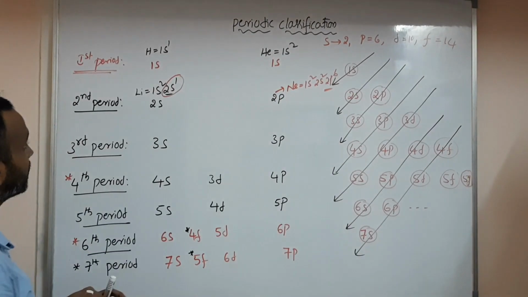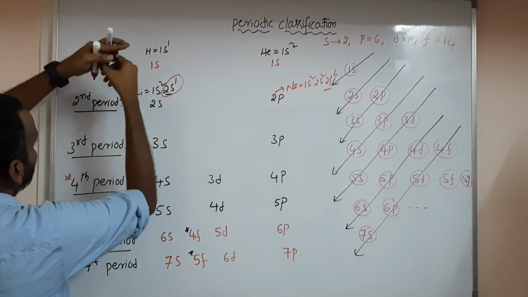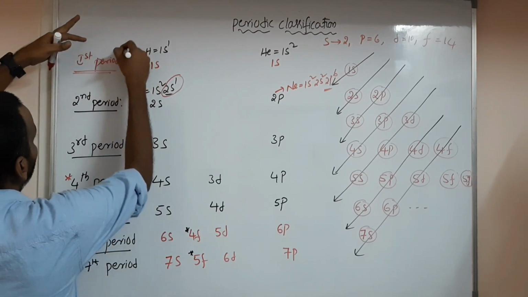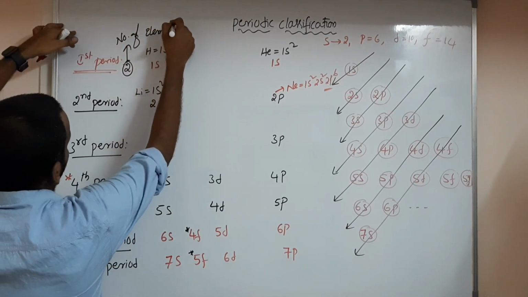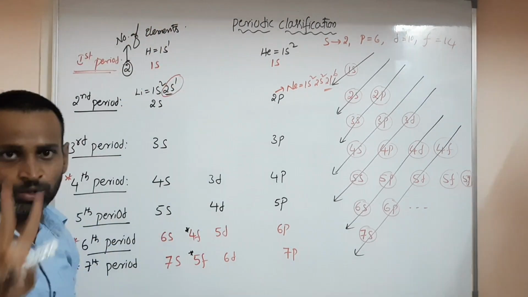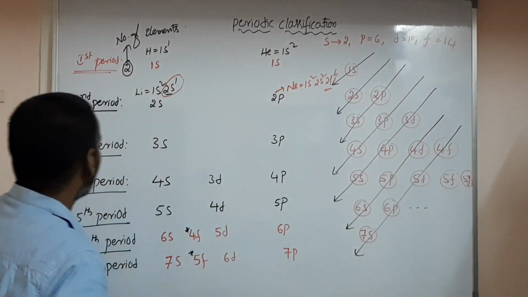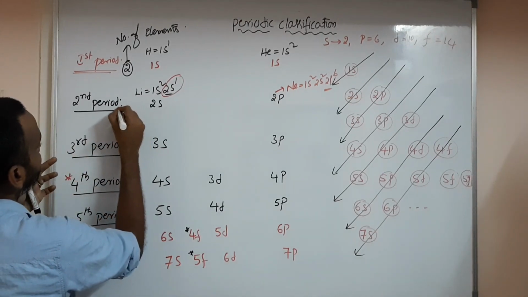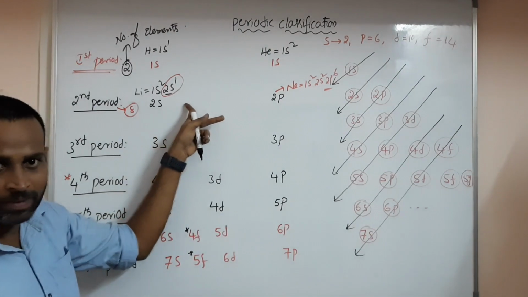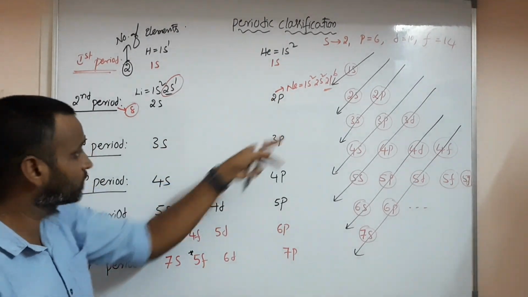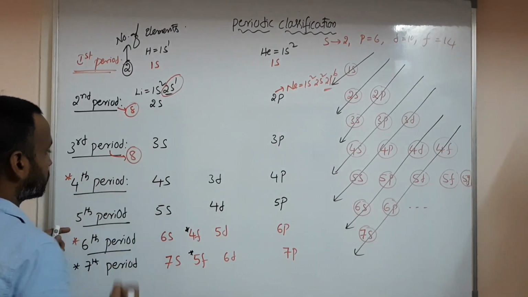So now you can say one more thing. In the first period, how many elements will there be? 2 elements here. Number of elements in the first period: 2, because S can have a maximum of how many electrons? 2. Now in the second period there will be 8 elements. Why? Here S1 to 2 can be present. P1 to 6 is possible. So a total of 8 elements are possible. Here also 8 elements are possible.